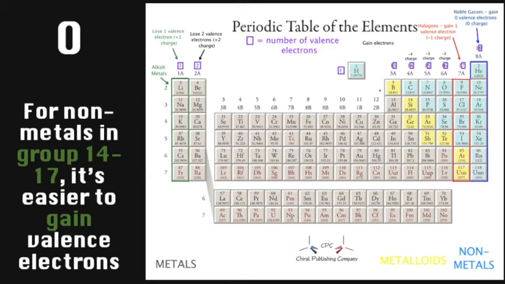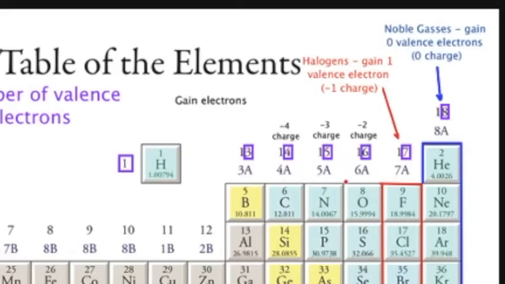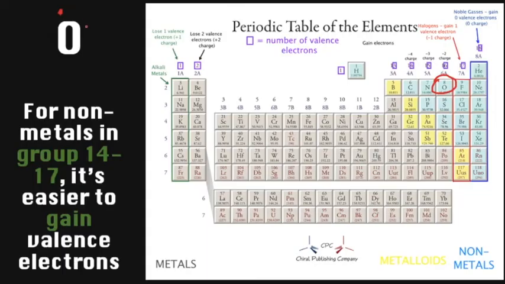But for nonmetals, which are in group 14 through 17, way over here, it is far easier for them to gain valence electrons. And so their charge is going to be different. Let's take, for example, oxygen. How many valence electrons does oxygen have? Oxygen's right here. Oxygen is in group 16, so it has 6 valence electrons: 1, 2, 3, 4, 5, 6.